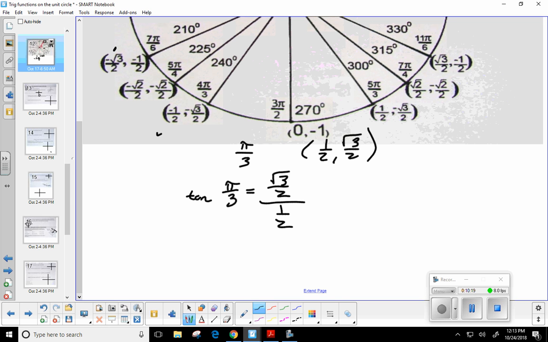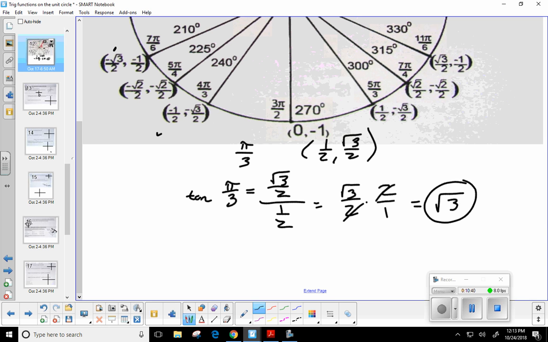Now this one's actually going to be nice to us. We don't have to worry about rationalizing. And what's that rule again? I always forget. You divide by a fraction, you multiply by the reciprocal. So I'm going to multiply by 2 over 1. The 2's cancel, so the tangent of pi over 3 should be the square root of 3.